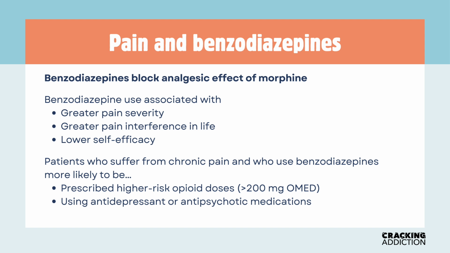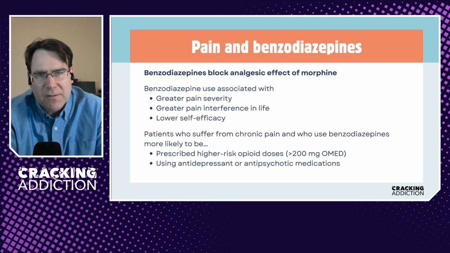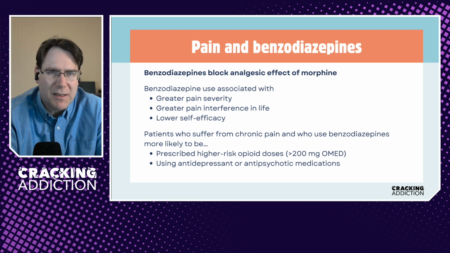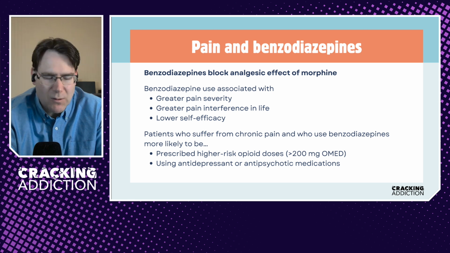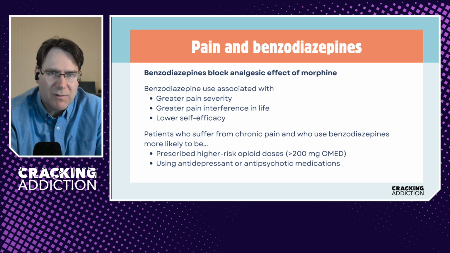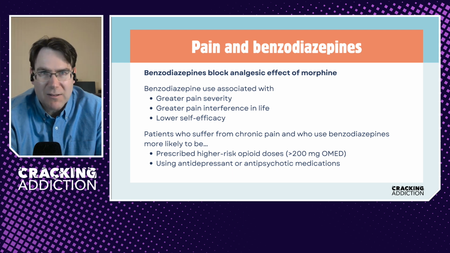And the use of benzodiazepines is associated with greater pain severity, greater pain interference in life, and lower self-efficacy. And it's been found that patients who suffer from chronic pain and who use benzodiazepines are more likely to be prescribed higher risk opioid doses. So we're talking about doses of opioids with an OMED, oral morphine equivalent dose of more than 200 milligrams.